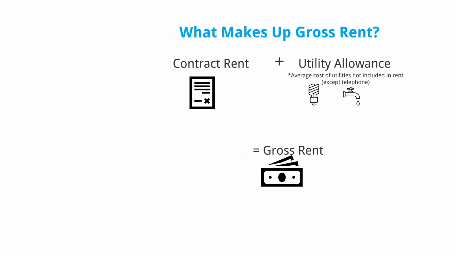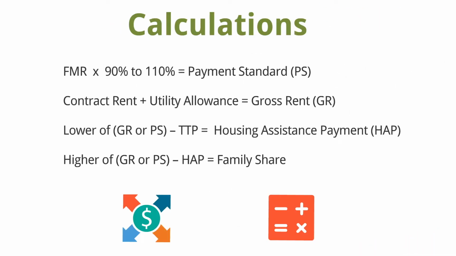So we've covered TTP and gross rent, and now we're going to talk about housing assistance payments, or HAP. The HAP is the actual amount that the landlord will receive from the PHA. A PHA's housing assistance payment is determined by subtracting the total tenant payment from either the gross rent or the payment standard, whichever is lower.